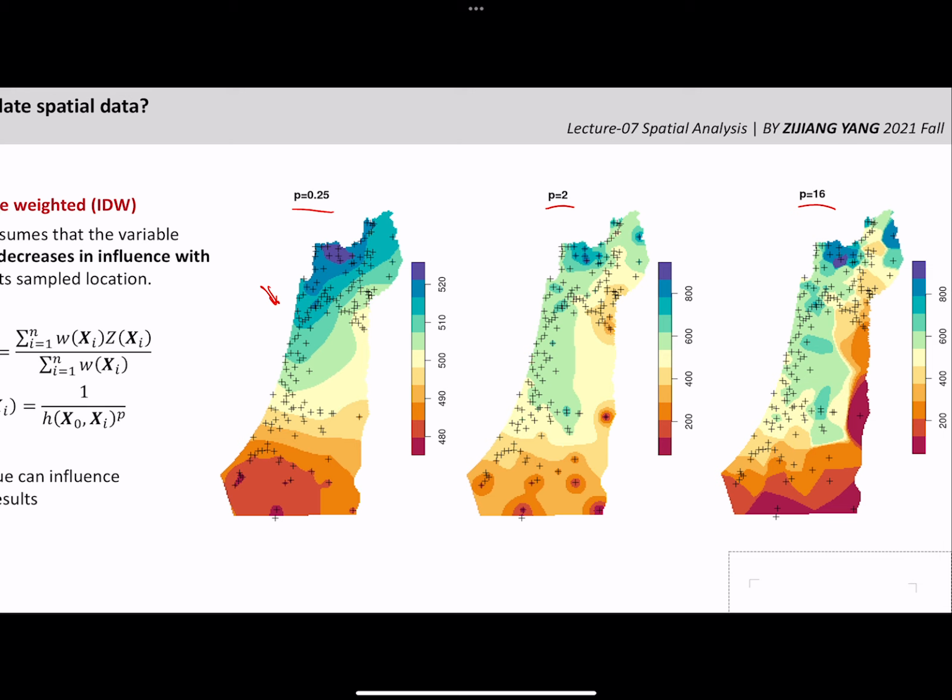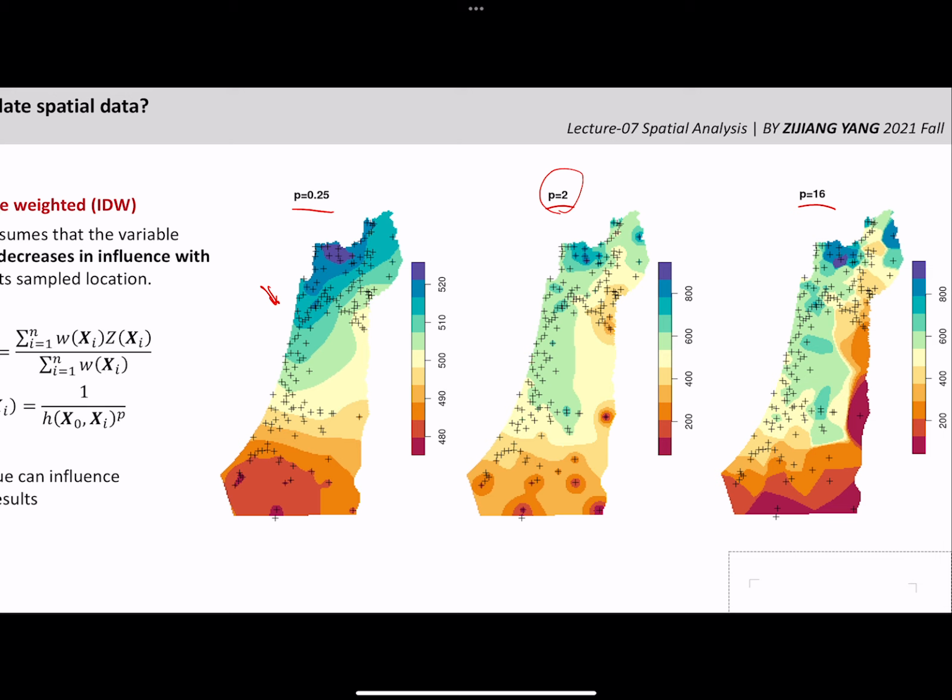So here comes another question. How can I determine the p value? We know commonly p equals 2, but we may have different results from different p values. So how do you guys think? If we have these choices, which should I choose? Or does it depend?